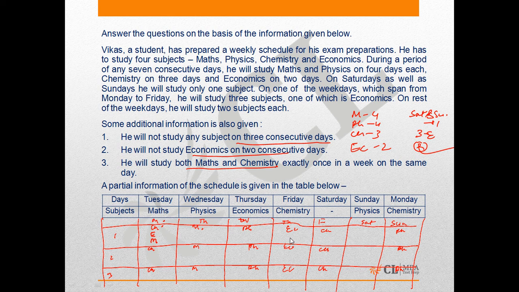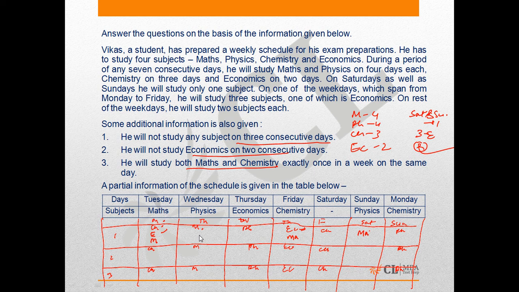So consider he studies maths on Thursday, and it is also known that he studies maths and chemistry exactly once on the same day, which is Monday already, which means he cannot study maths on Friday. Therefore, the fourth time he'll study maths on Saturday. Now we have got the entire info about maths. Now come to the other subjects, chemistry and economics. He is to study economics on 2 days, and these days are Monday and Thursday.